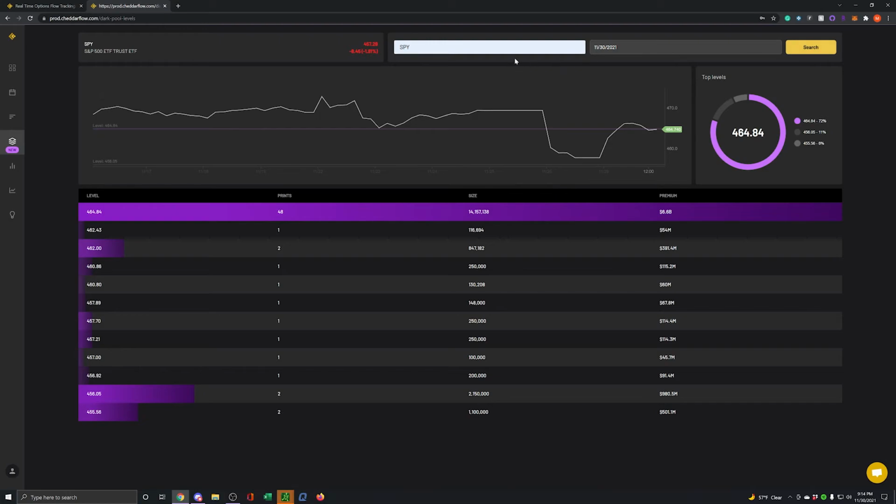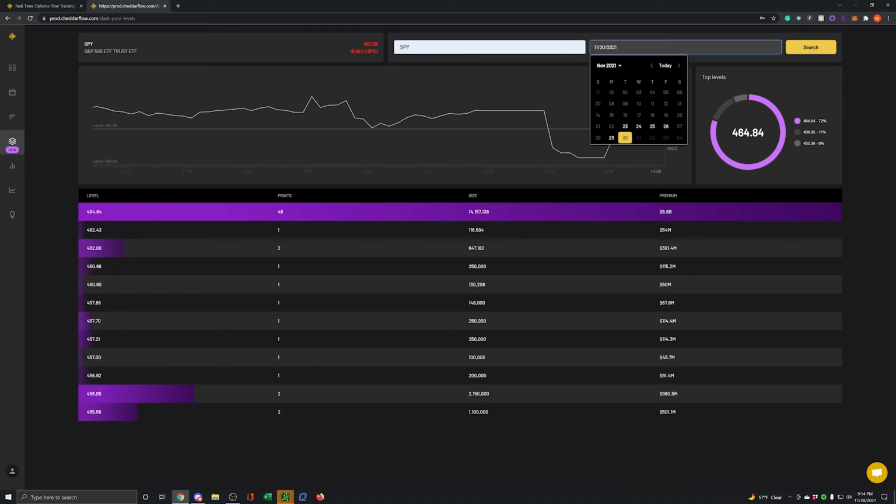So I have SPY on November 30th, which would be today. And as you can see, there are 48 prints at 464.84. The premium was around 6.6 billion combined. This is massive. And it even gives you like a little chart breakdown of where that line would be at, which would either be support or resistance depending on where the stock is trading.